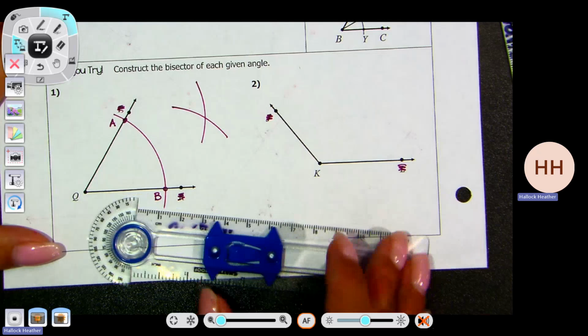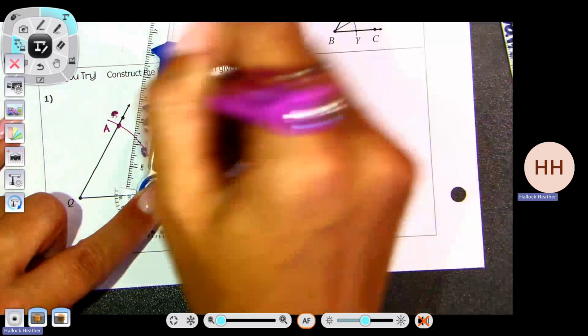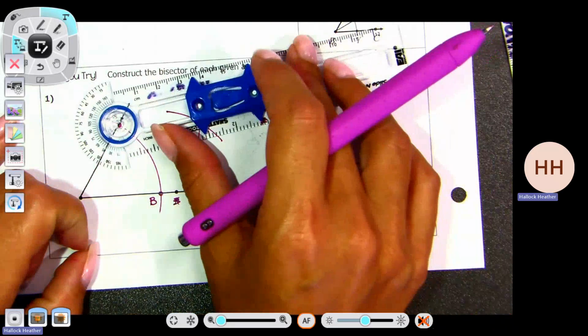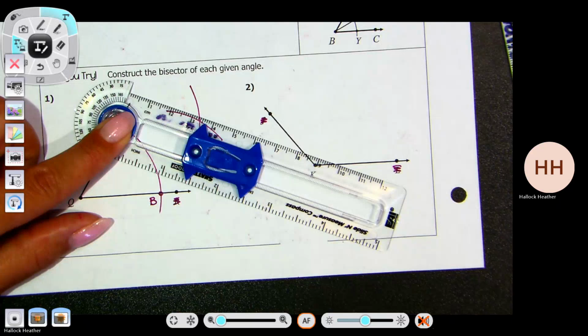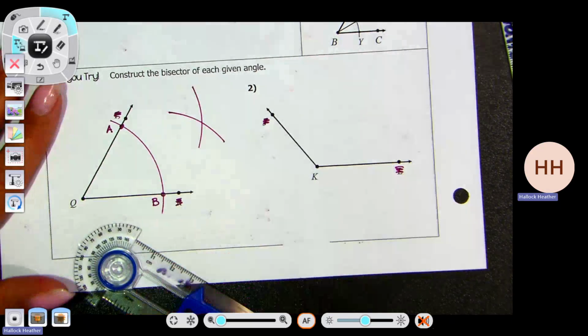Okay, let me go over it again. So I put it on B. And I just make an arc mark in front of him. Just a little swoosh in front. I move it to A. Make the same arc out in front of him. They should cross paths. So make your arc marks out in front of his mouth.